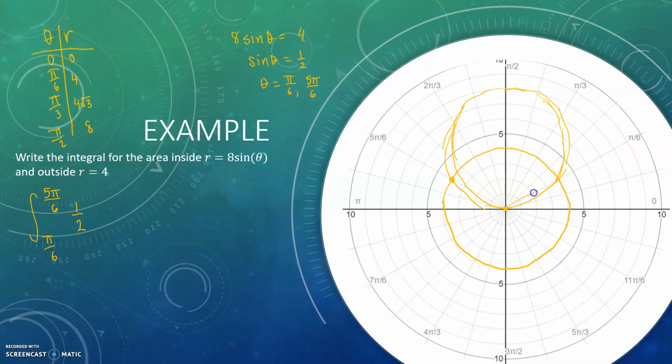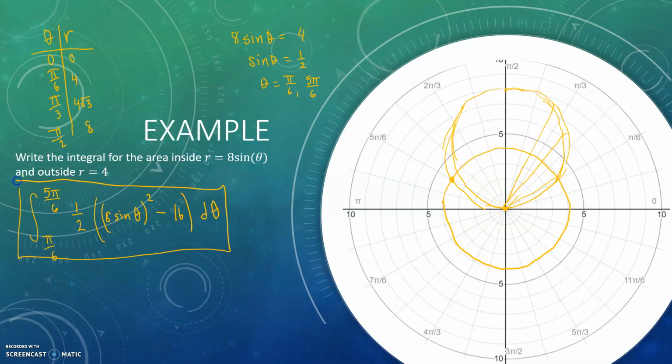And as I sweep out from the origin, the 8 sine theta is consistently farther away, so I'm going to do 8 sine theta squared minus the one that's closer, which is 4, so 4 squared is 16. And then this integral would give me the area. I wouldn't expect you to calculate that integral without a calculator, but I would expect you to be able to calculate it with a calculator if need be.